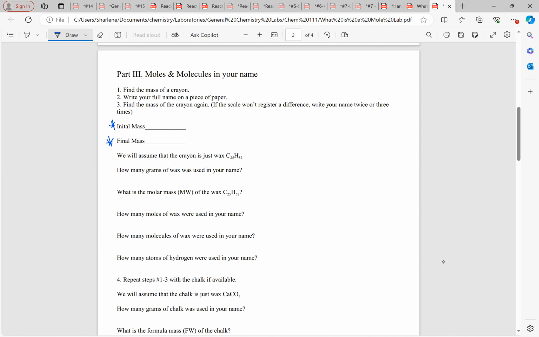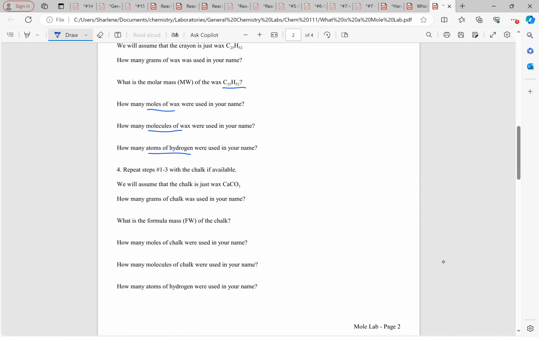All right, so you now have a mass of wax that was used to write your name. Here's the formula of wax, so you can convert that to moles, molecules. How many atoms of hydrogen of wax did you use? And then if some chalk is available, you can do the same thing with the chalk, which is calcium carbonate.